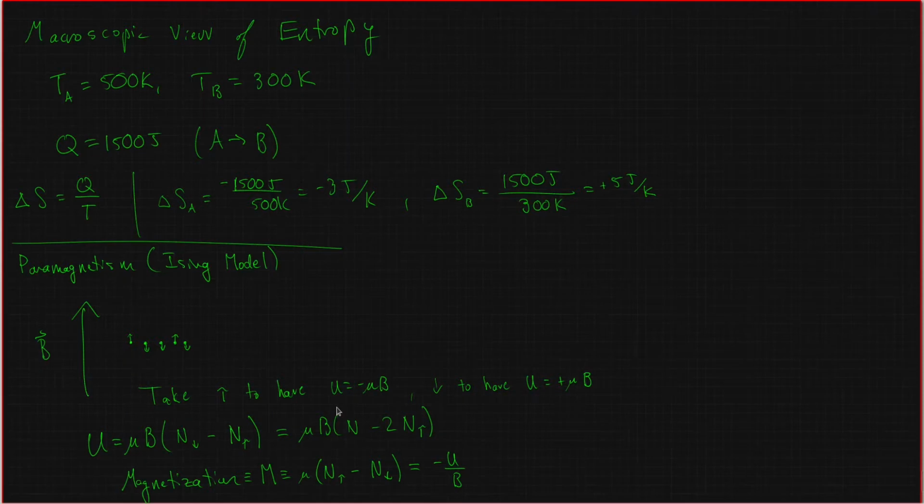Yeah, so we are adding them. So, I mean, one of them we're assigning a negative energy because it's aligned with the magnetic field, and the other one we're assigning a positive energy because it's anti-aligned. So when you add them, it's going to look like the number of them down minus the number of them up, because the number of them down contribute positive energy, and the number up contribute negative energy. Do you see?